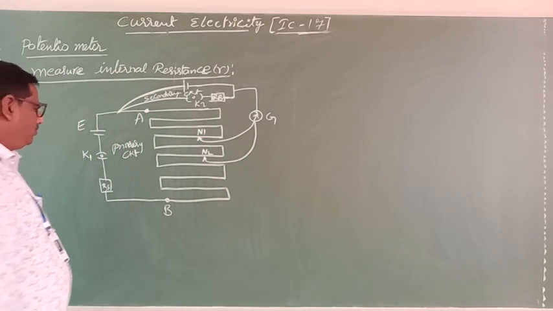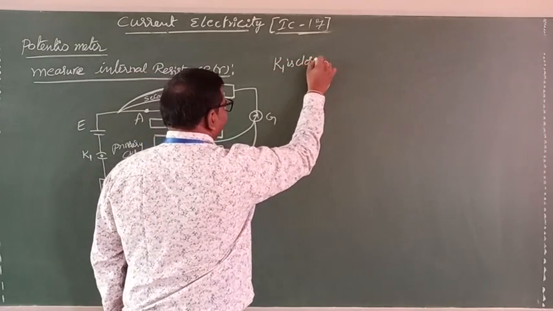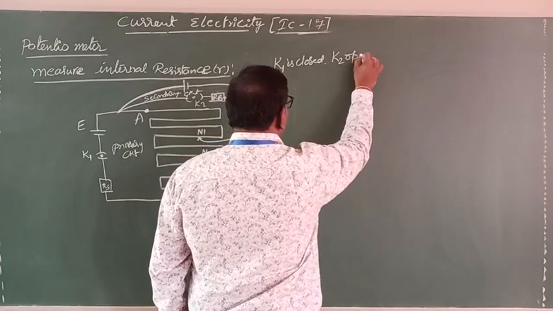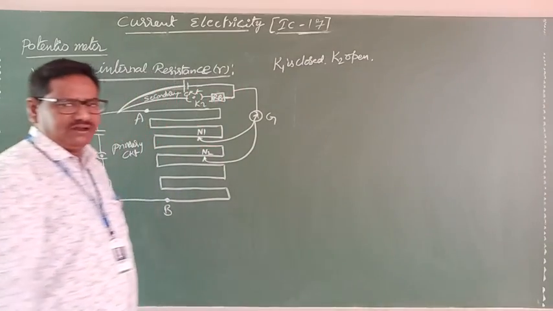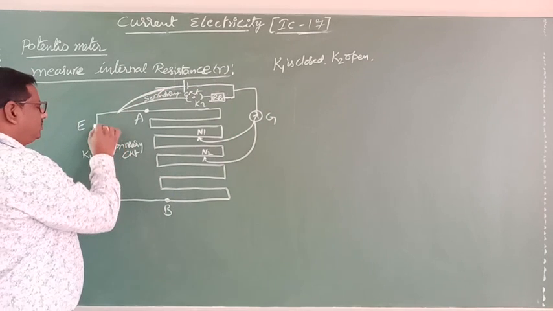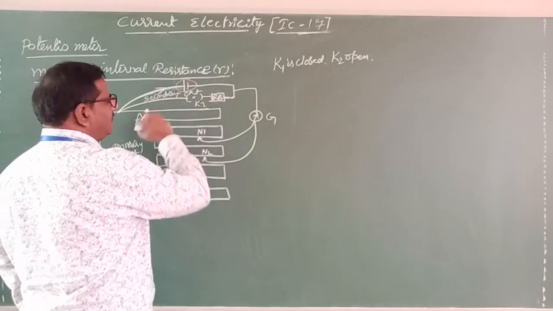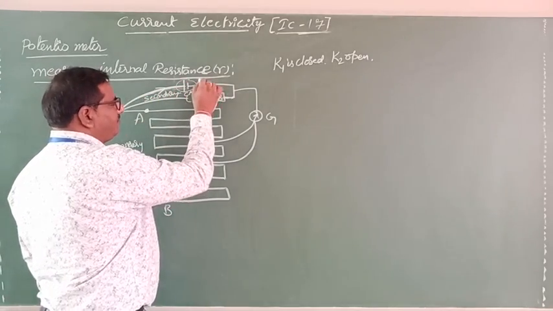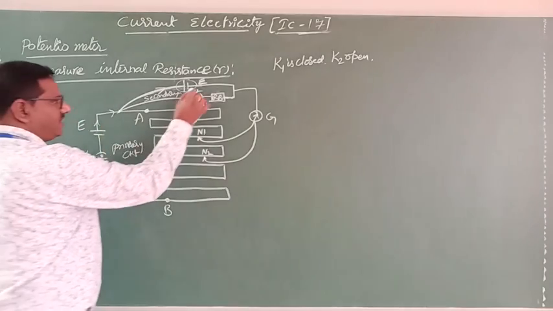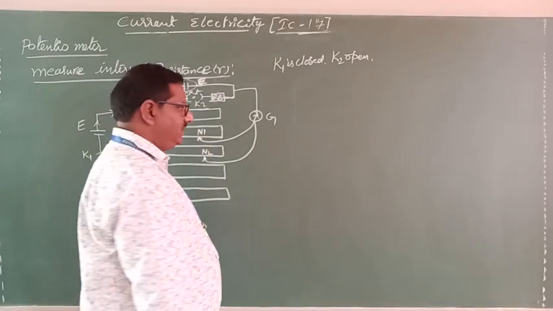Now, K1 and K2. K1 is closed, so current will pass along the circuit, and K2 is open. Then current will pass along this cell. I understand, the current will pass here and come to this point. It will pass across this cell. This cell's unknown EMF we will write as E. Here capital E was already written, that's why I wrote a different letter, to identify easily.